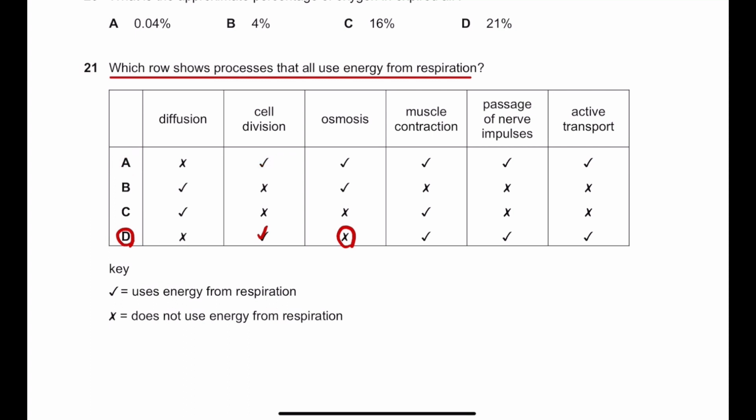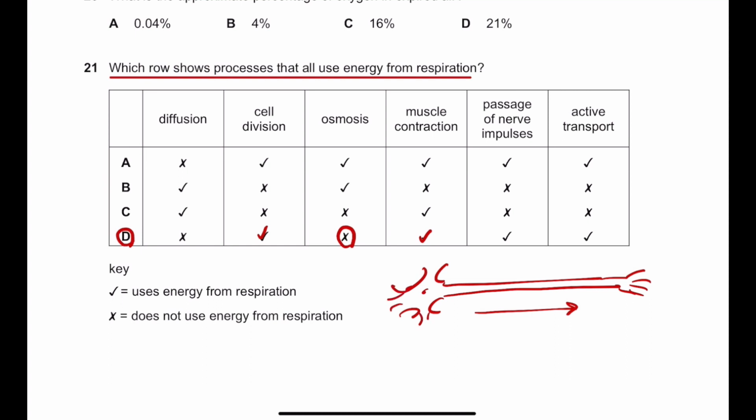However, let's look at the other options. So muscle contraction, yes, it does require energy. Passage of nerve impulses. Okay, so a nerve sends out the signal called an impulse, and it does require energy.